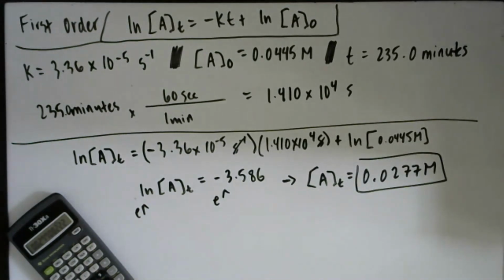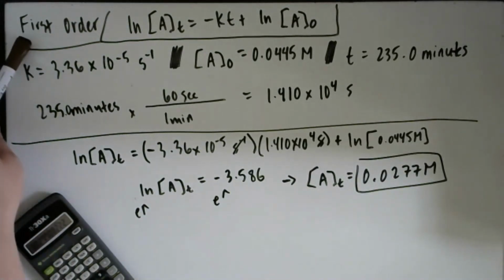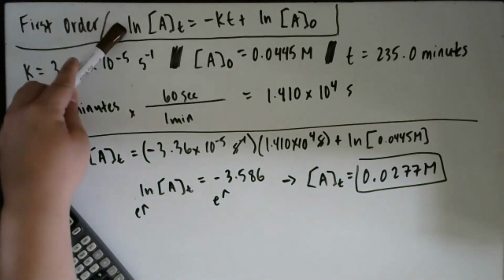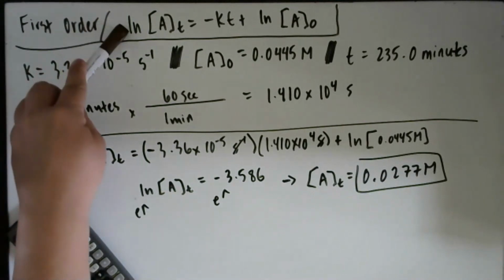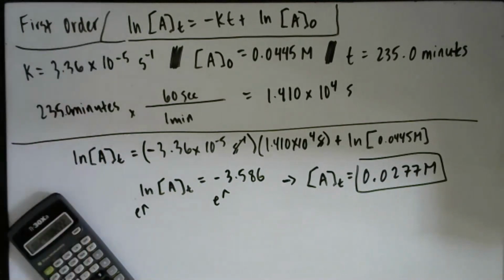If this were a zero order reaction, then you would have used the zero order integrated rate law. If it was a second order reaction, you would have used the second order integrated rate law. That's the only change you'd have to make there. All right, so let me pause this and pull up the next question.